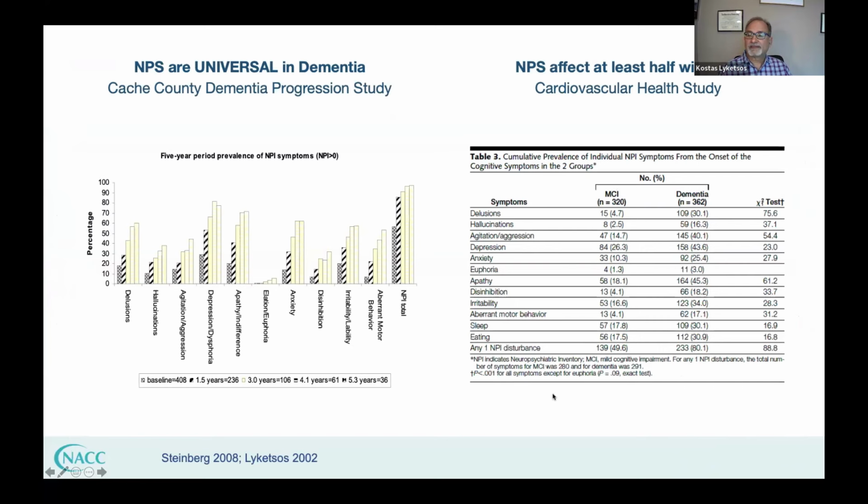You may have seen this before. We've been studying this, as Cindy said, for a number of years. We have a couple of population studies already converging on evidence that after the onset of dementia, neuropsych symptoms are universal. In the Cache County study, we showed in a cohort of people with dementia followed for many years that essentially everybody developed neuropsych symptoms at some point in the illness. And we also showed in the Cardiovascular Health Study that the prevalence of neuropsych symptoms in MCI is on the order of 50%. There have been many replications of the MCI finding in different settings, and the ballpark ends up being about the same. So these are frequent universal symptoms in the context of dementia.